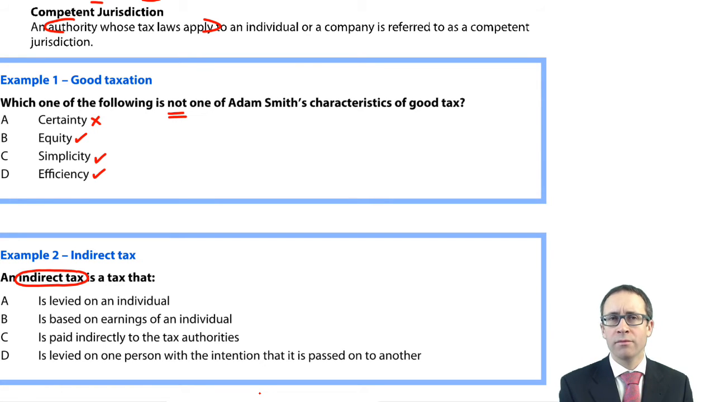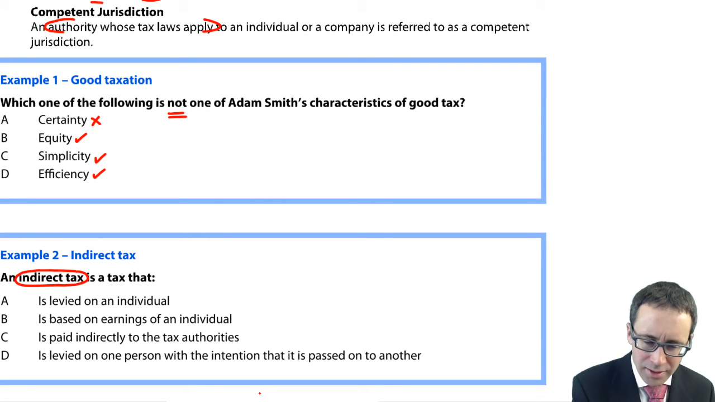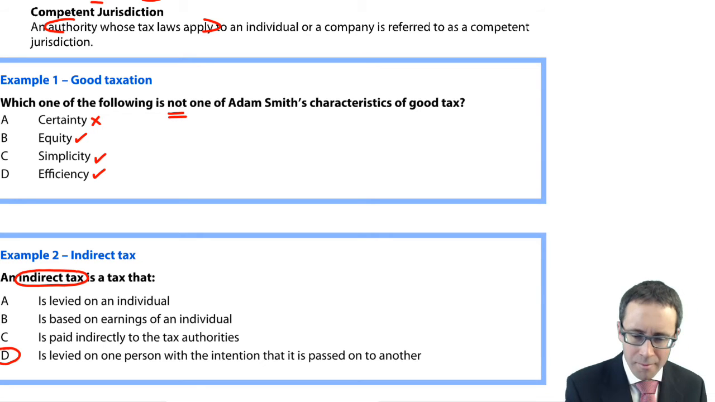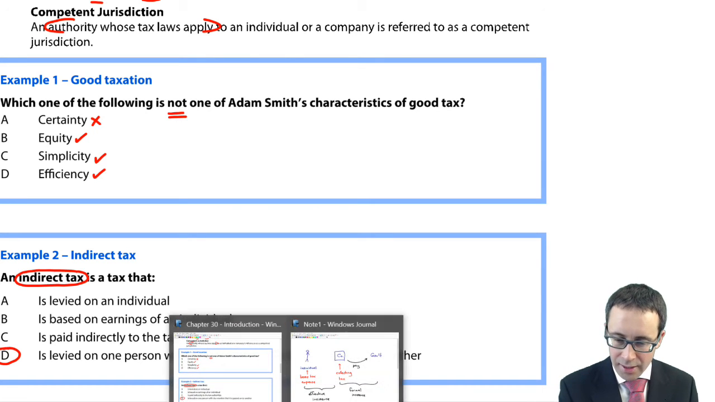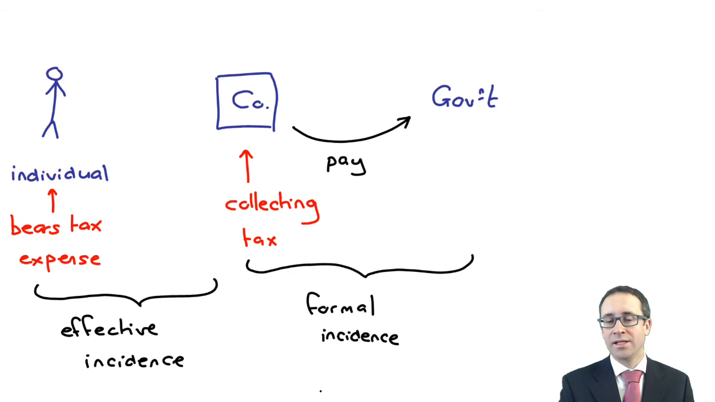When you earn money from providing your services and then you get taxed by the government. It's paid indirectly to the tax authorities. Sort of sounds correct, doesn't it? But D is the one that matches the definition a bit better. I think C is just a little bit too basic. An indirect tax is levied on one person with the intention that it is passed on to another. So here with your sales tax, it is levied onto the company, who is then responsible for passing it on to the government.